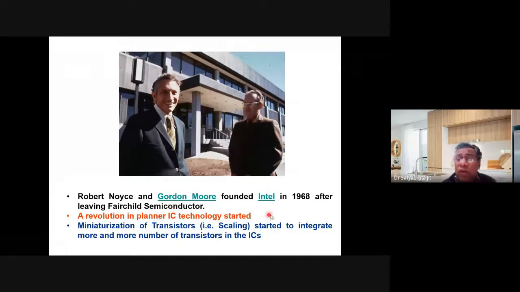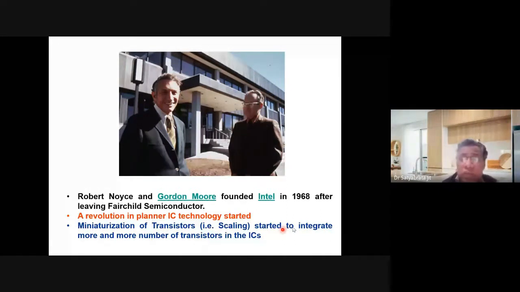So Gordon Moore and Robert Noyce established Intel in 1968, and both left Fairchild. And at that time, the revolution of planar IC technology started, with miniaturization of transistors to integrate more and more transistors, because after the invention of the microprocessor, it started how to improve the functionality of microprocessors and how to develop more powerful microprocessors. So at that time, more and more transistors were required to be integrated there.